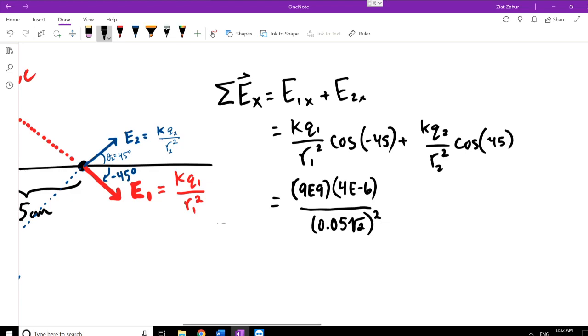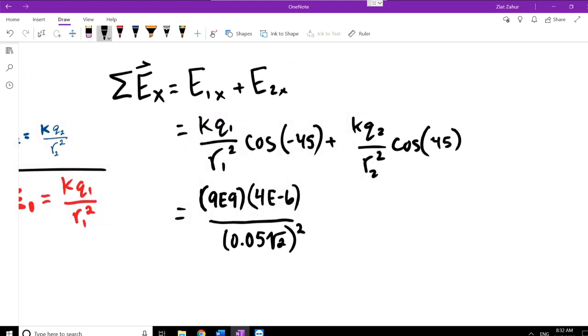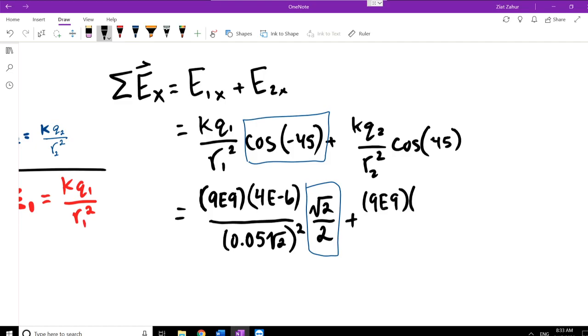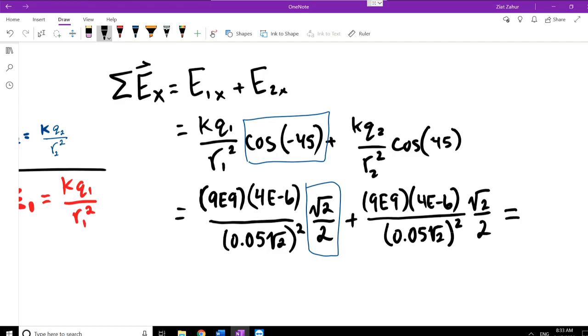Chris, yeah, you gotta relax there, buddy. Cosine of negative 45. Again, that's rad 2 over 2. So let me write that instead. Okay, so this piece here. Plus 9 times 10 to the 9th times 4 E negative 6, because the bottom one is also 4, divided by the distance. It's the same distance squared, times the cosine of positive 45, and the cosine of positive 45 is also rad 2 over 2. Okay. All right, and that should give you your answer. Smiley face.